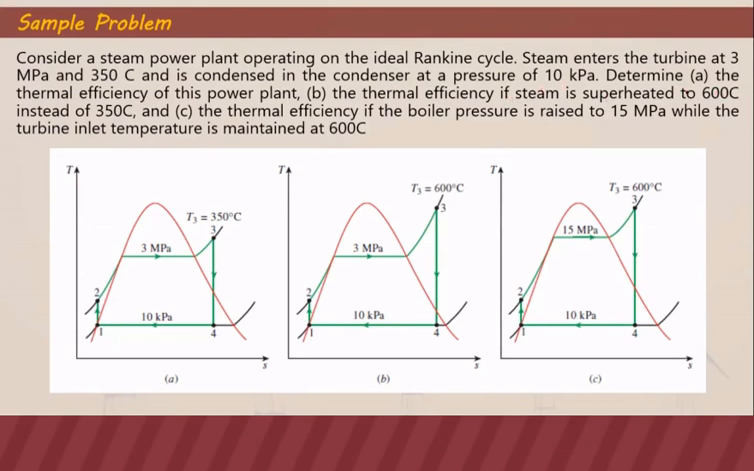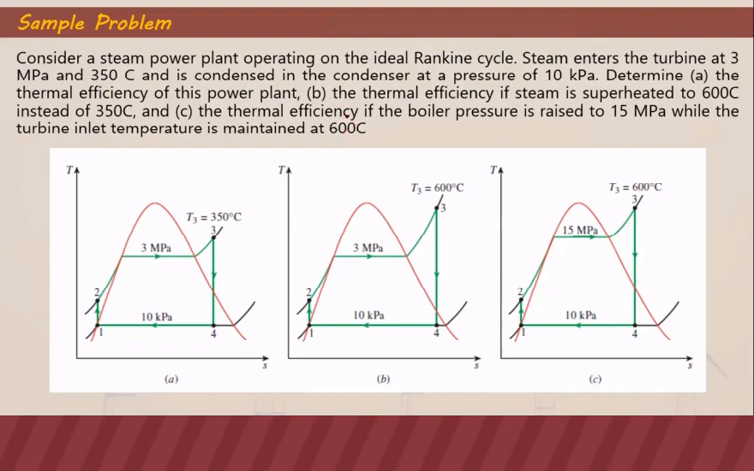So determine the thermal efficiency of this power plant, and the thermal efficiency if the steam is superheated to 600 degrees Celsius instead of 350 degrees Celsius, and the thermal efficiency if the boiler pressure is raised to 15 megapascal while the turbine inlet temperature is maintained at 600 degrees Celsius.